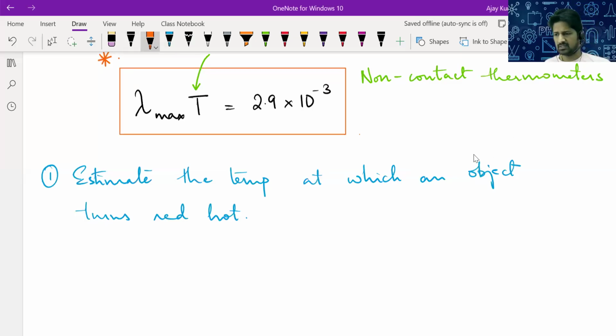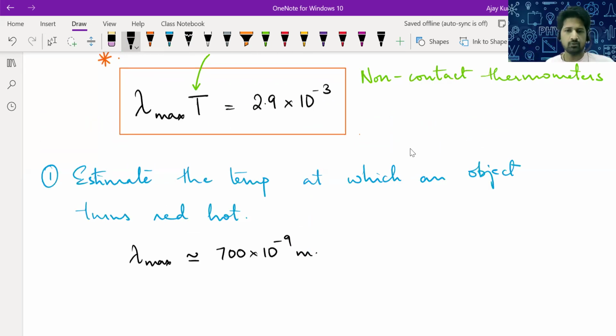Okay. So it is given to you in the question that the object has turned red hot. Means the dominating wavelength is the wavelength corresponding to red. That means lambda max is approximately 700 nanometers. Nano means 10 power minus 9 meters. Based on that, we'll have to estimate its temperature.